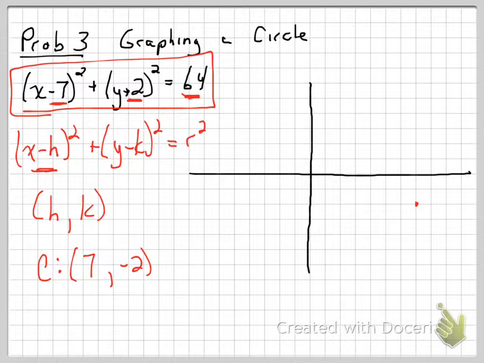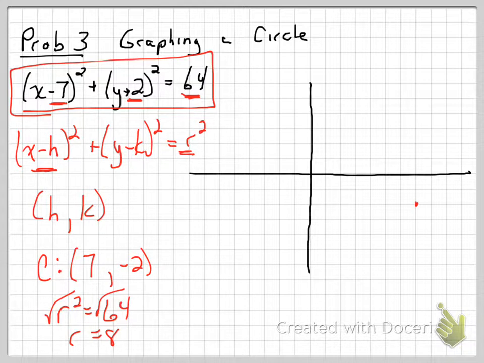Okay, and my radius, remember, r squared equals that 64. So r squared equals 64. How do I solve for r? Square root both. R is 8. So our radius is 8. What I do is I just go ahead and go out 8 in each direction.